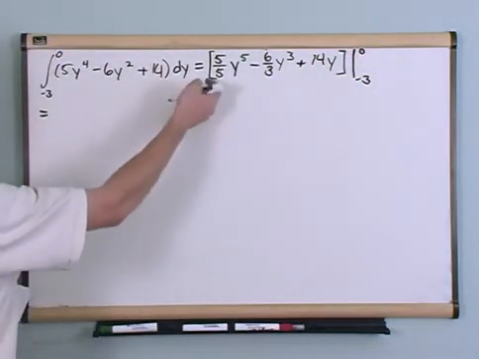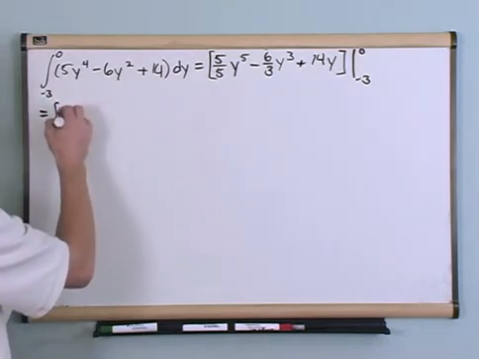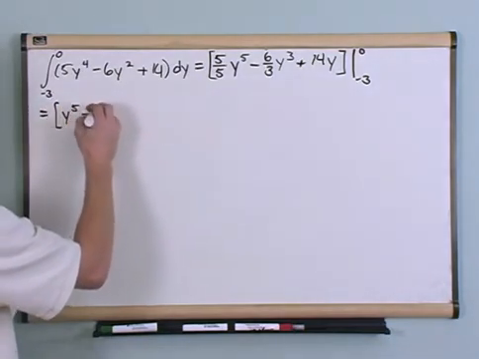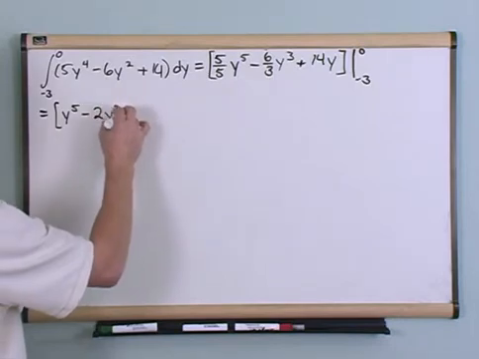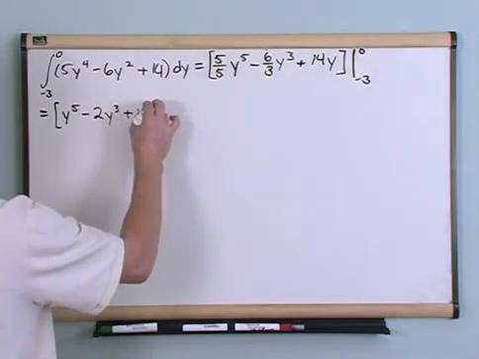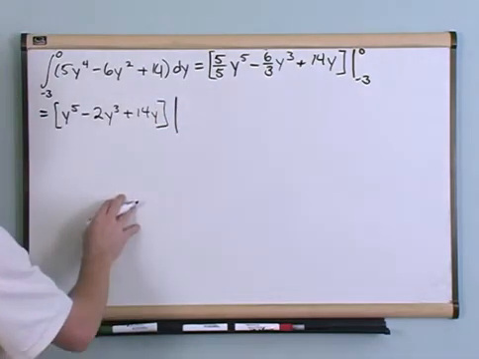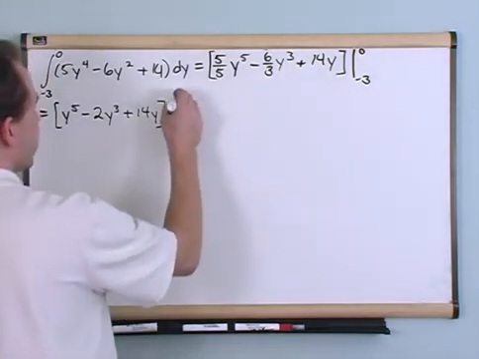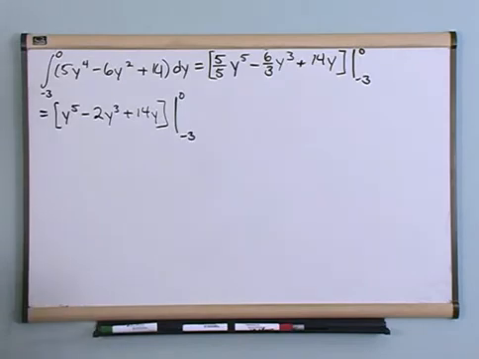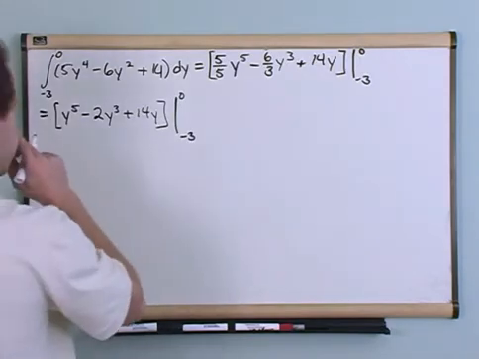So let's simplify what we have in here. I'm going to have y to the 5th power minus 2y to the 3rd power plus 14y. All I did was simplify these fractions. I've done nothing else. And then this is going to go from negative 3 all the way up to 0. Okay? So let's go ahead and evaluate that.